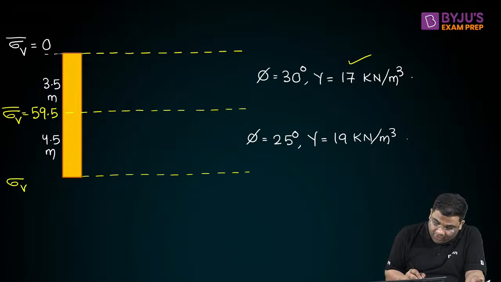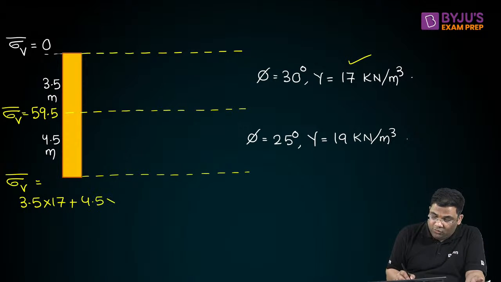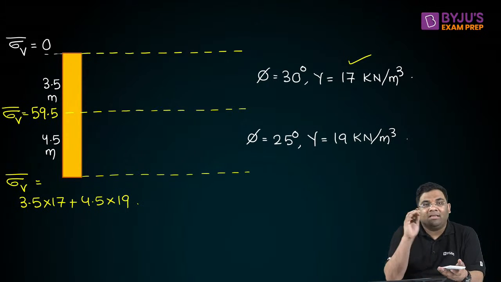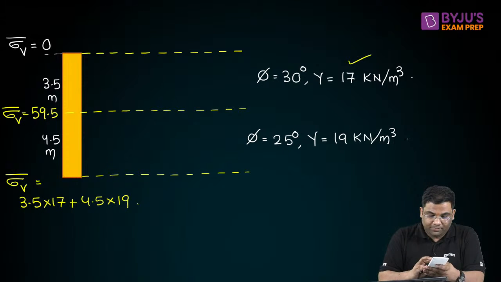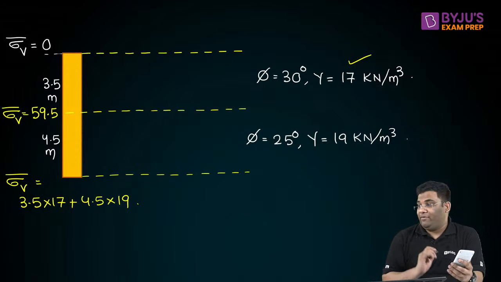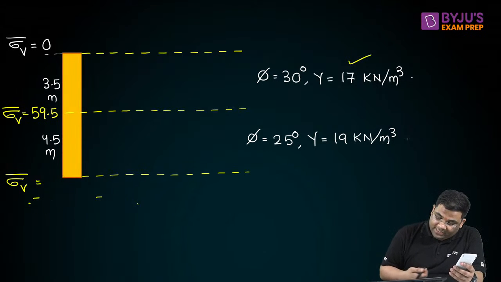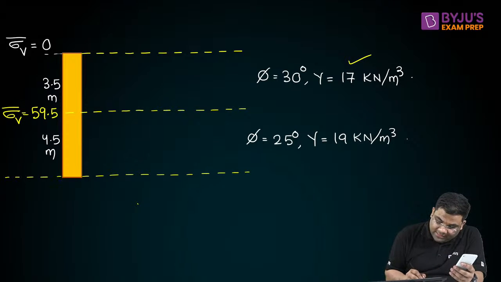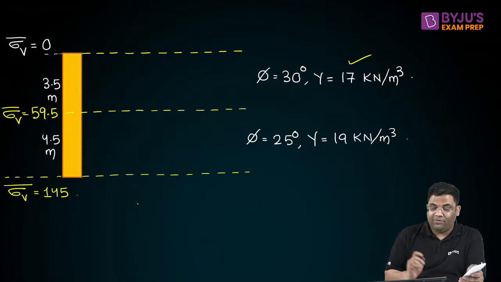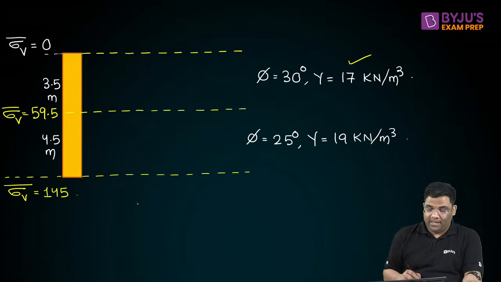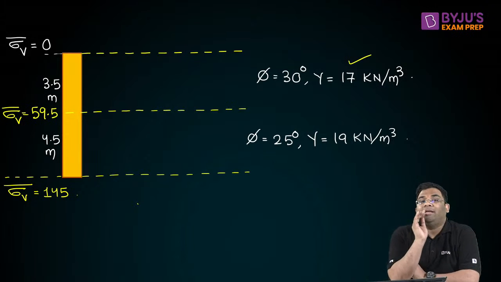Now at the bottom it will be how much? It will be 3.5 into 17 plus 4.5 into 19, right? Because after that it is 19. So I'm getting a value of 145. Vertical stress 145. As I told you, have to follow the steps. First find out the vertical stresses at critical points. And we found out that. Okay, very good.